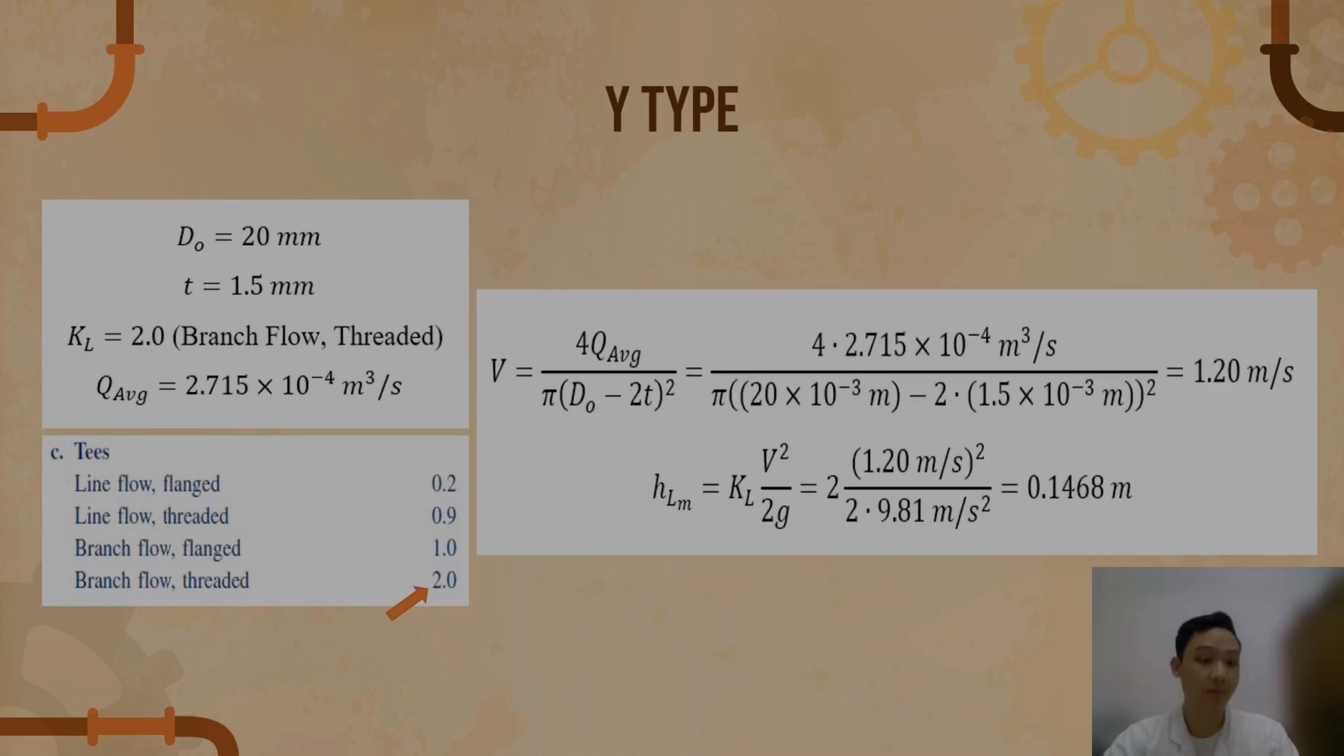For the Y-type, we are still using the same KL value as before for the T-type calculation, which is branch flow threaded with KL equal to 2.0. And from this calculation, we get our HLM value of 0.1468 meters.